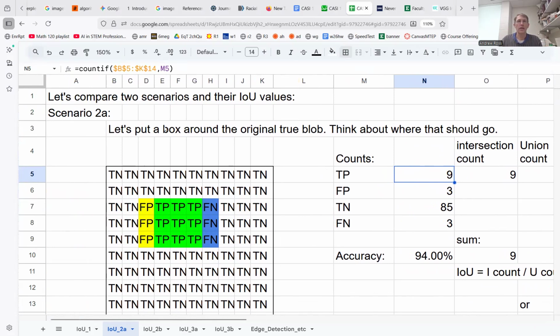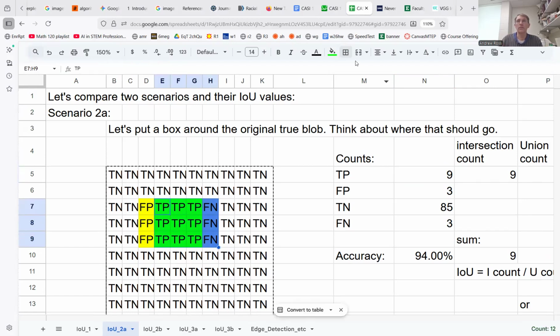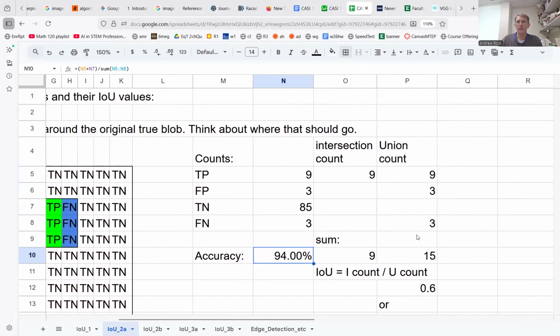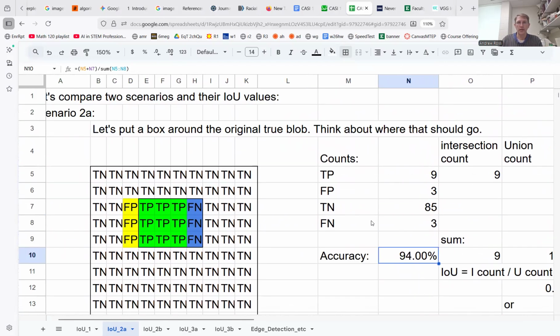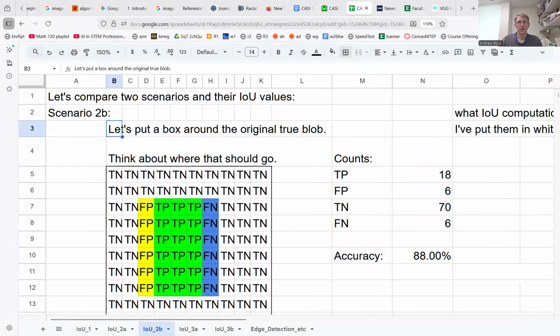Before we do that, let's put a box around the original true blob. Think about where that should go. That would be the true positives and the false negatives, the things that the algorithm didn't detect but should have detected. So our box around the original blob would be that 4 by 3 thing. So this gives us an accuracy of 94% and an IOU of 0.6 or 60%. So that's scenario A. Let's go to scenario B.